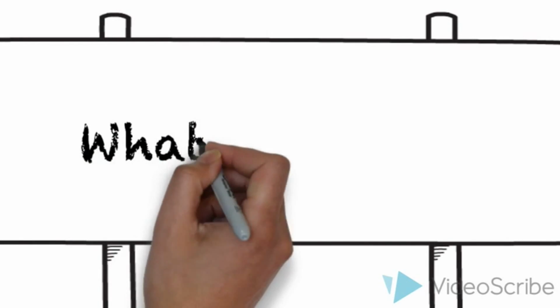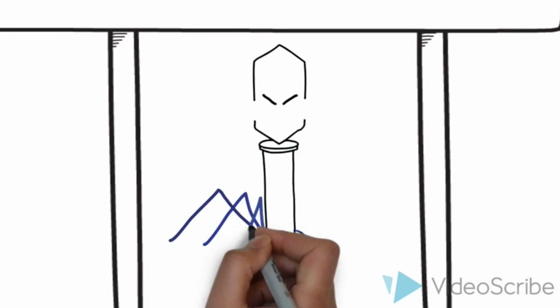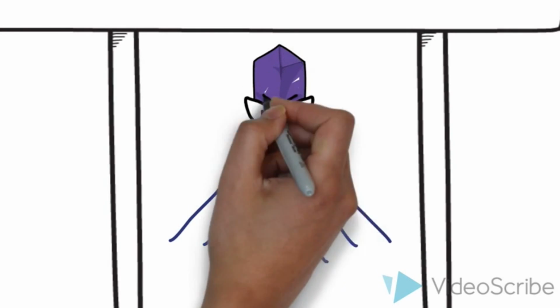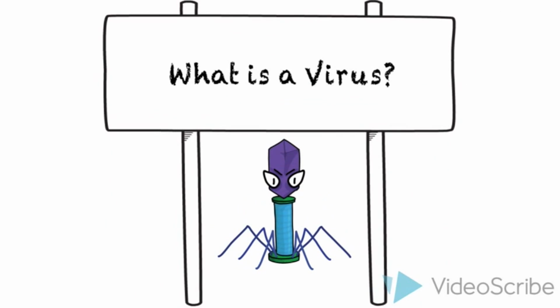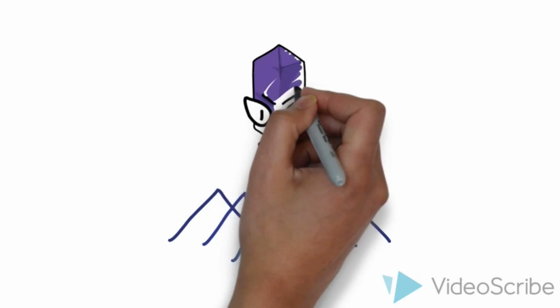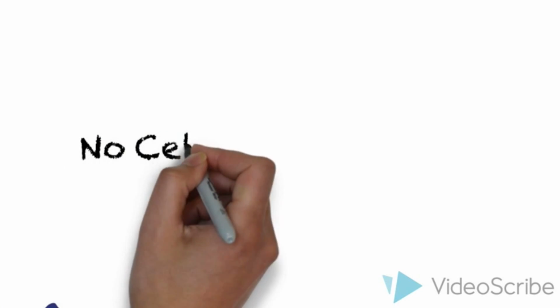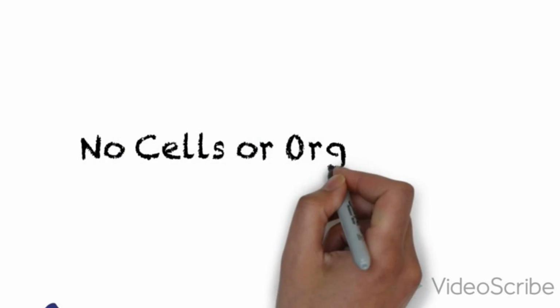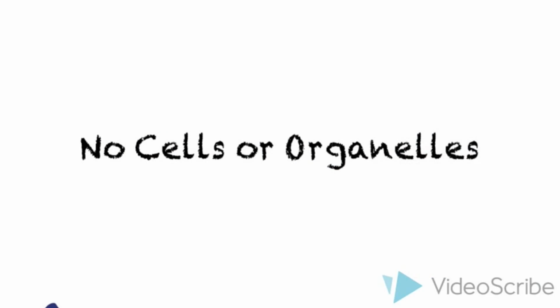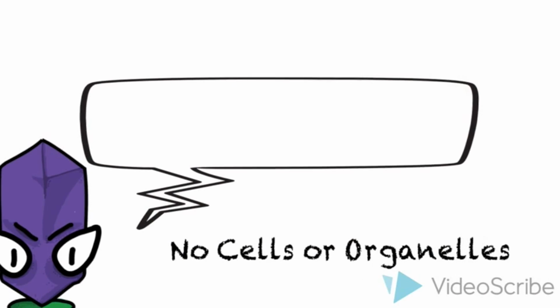So, what is a virus? Well, a virus is a non-living infectious agent, and they are found everywhere. Now, a virus has no cell organelles, meaning a virus is not alive, but dead. There's a lot of controversy about this.